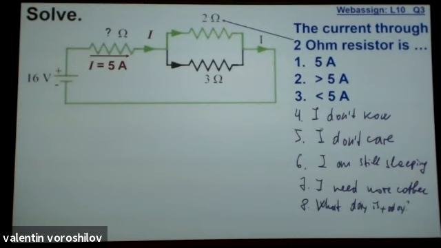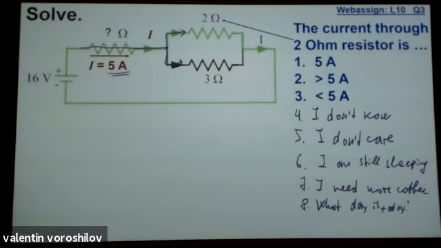Out of all these possible answers, the last is irrelevant. It doesn't matter what day is today. What matters is how you understand the circuit. And first of all, we need to use our visual ability. Electric current through the resistor on the left is given, and it is 5 amps. And this is what we call a junction, a splitting point. And electric current splits. How does it split?